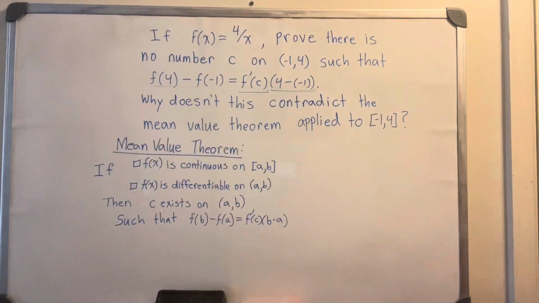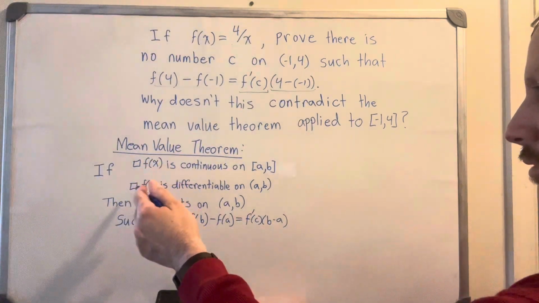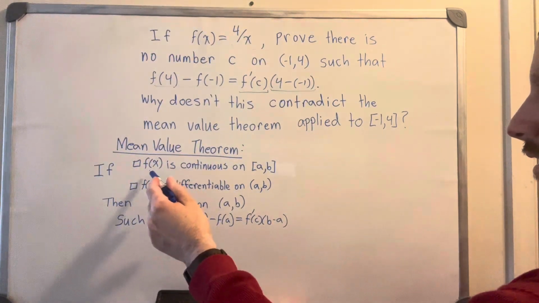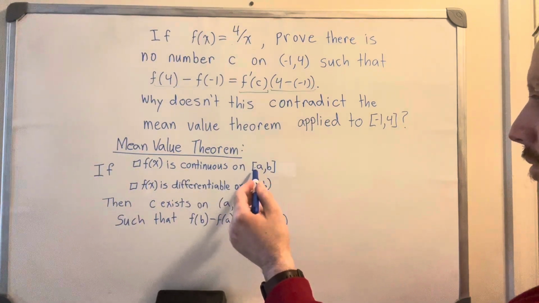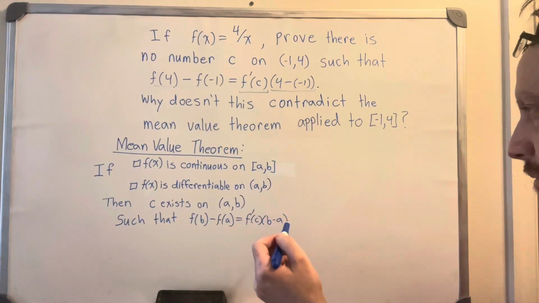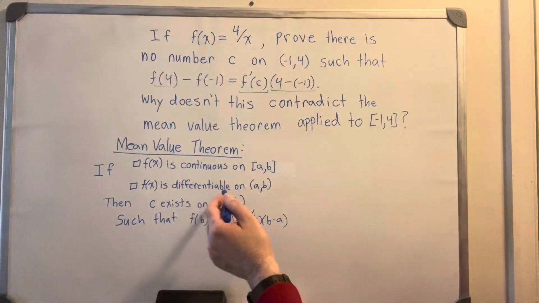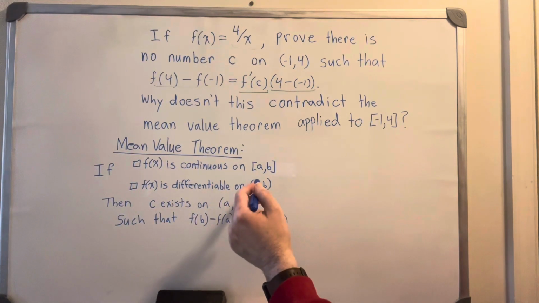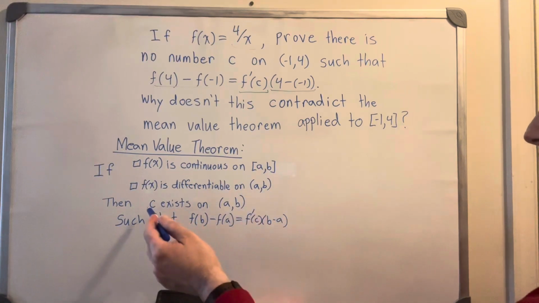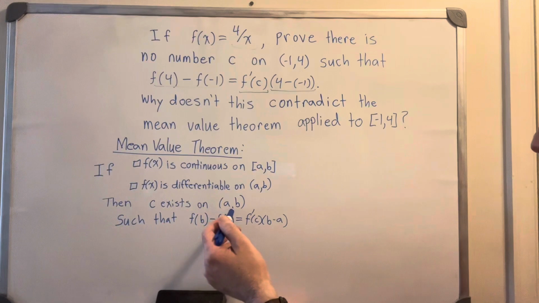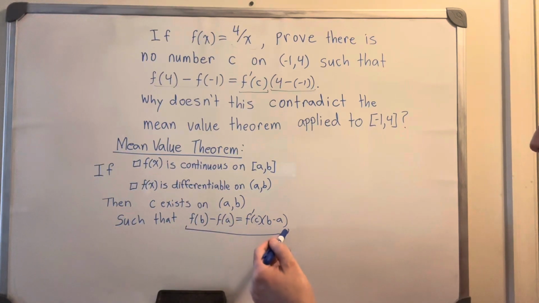So the mean value theorem states that if both of these things are true, if the function is continuous on the closed interval a, b, and if f of x is differentiable on the whole open interval a, b, then there's a number c on the open interval such that this is true.